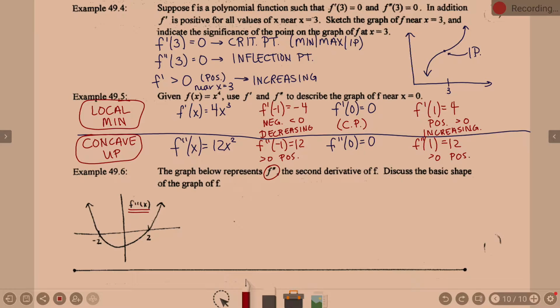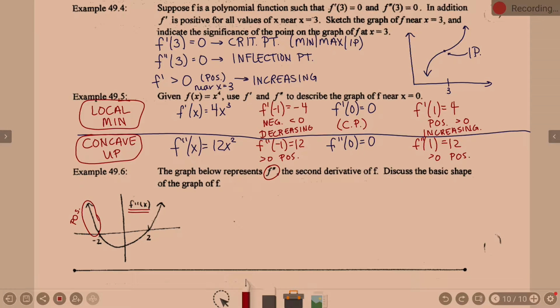So remember, this is the second derivative. What we want to talk about here is the second derivative. When's my second derivative positive? When's it negative? These are the type of things we want to talk about. So what do you notice over there? It's positive above -2. Or how about to the left of -2? My second derivative is positive.